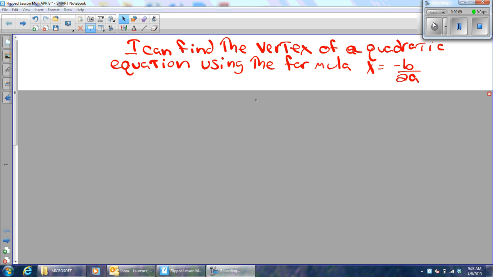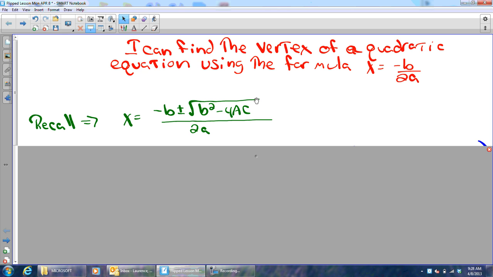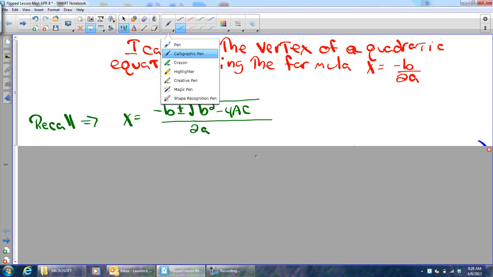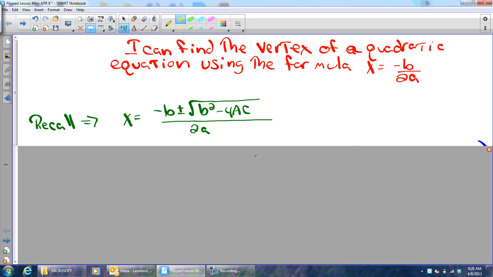Today you're going to be able to say, I can find the vertex of a quadratic equation using the formula x equals negative b over 2a. That should look really familiar, because we know that x equals negative b plus or minus the square root of b squared minus 4ac all over 2a. If you check this part out, I'm using just this part of the quadratic formula, negative b over 2a. See how they match?